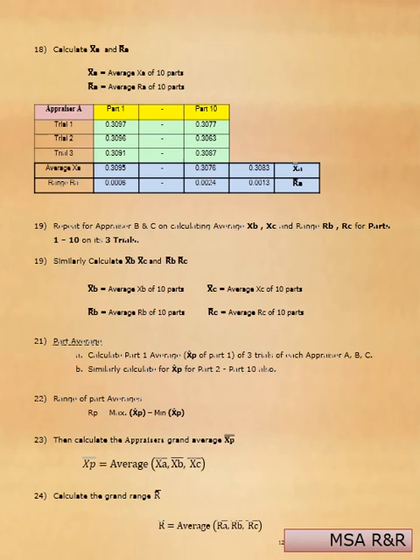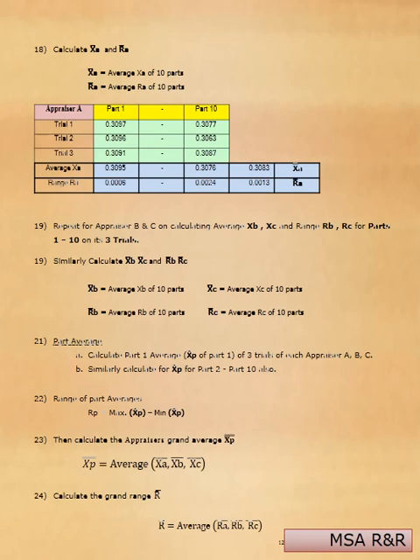Now the part average. Calculate the part 1 average of the 3 trials of each appraiser A, B and C. Similarly, calculate X bar for part 2 to part 10. So, the range of part averages, RP, equals the maximum of X bar minus the minimum of X bar. Then calculate the appraiser's grand average, X double bar P. X double bar P equals the average of X bar A, X bar B, X bar C.